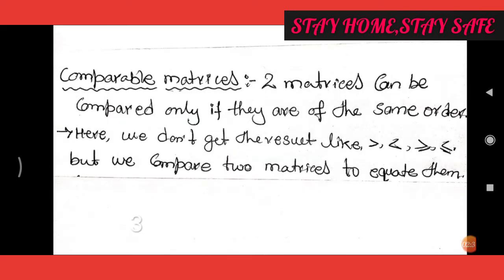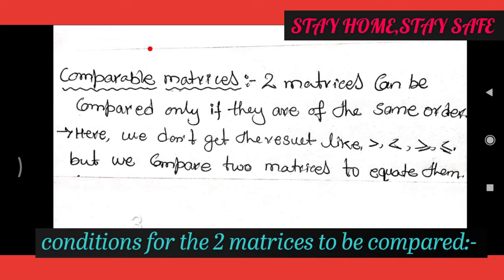Next in line we have comparable matrices. As the name itself suggests, comparable means it can be compared. So two matrices can be compared only if they are of the same order. Here, my friends, we have one condition: both matrices should be of the same order.